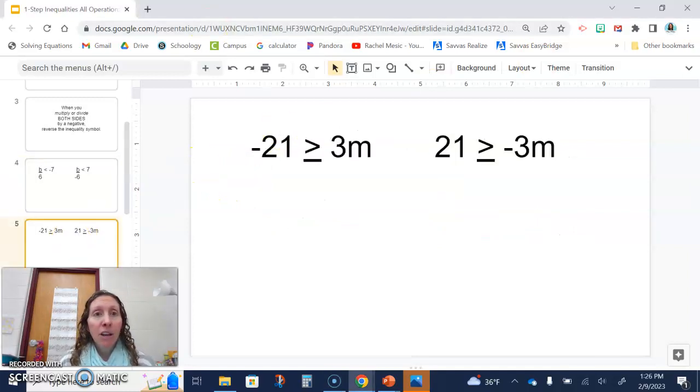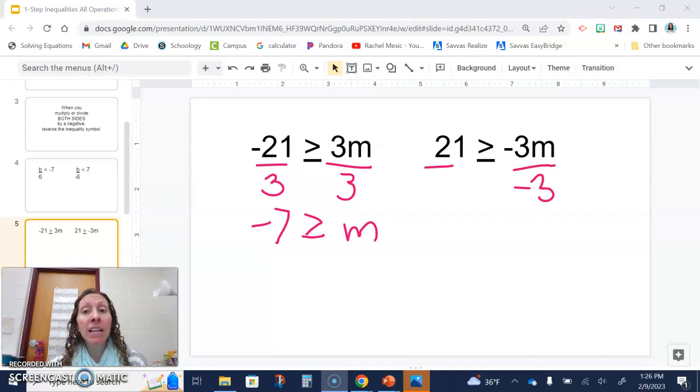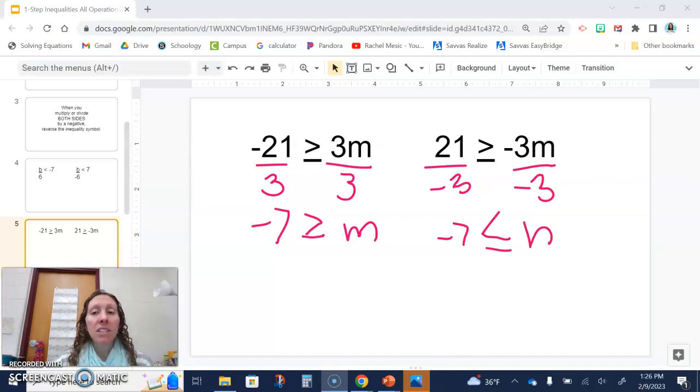All right, if we have these, so for this first one here, I would divide both sides by that positive 3. So even though there's a negative, I'm not going to change that inequality symbol. But then for this next one, I would divide both sides by a negative 3. And therefore, I do need to reverse that inequality symbol. Okay, so just pay close attention whether or not you have to reverse that inequality symbol.